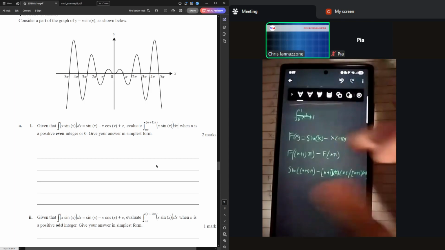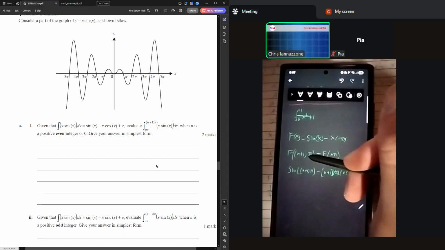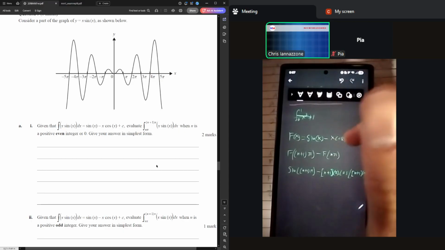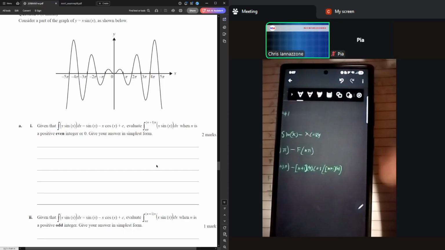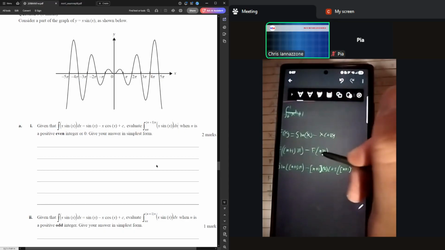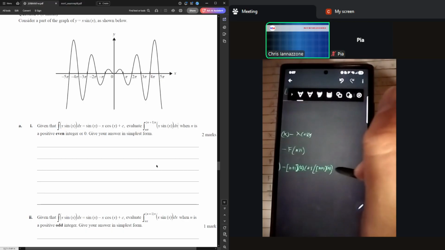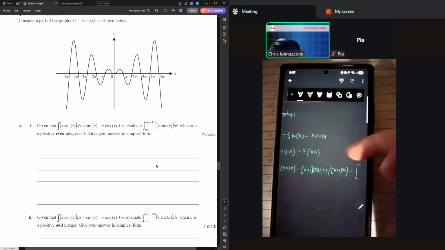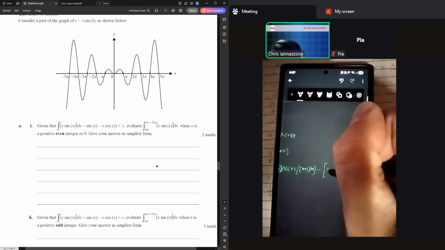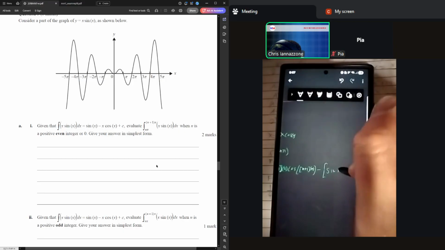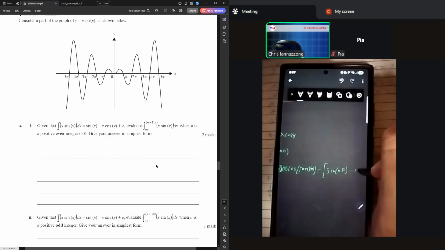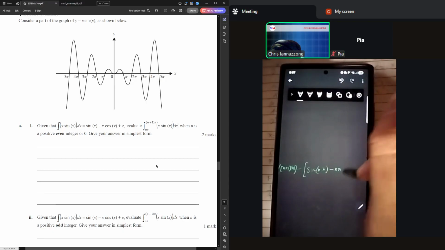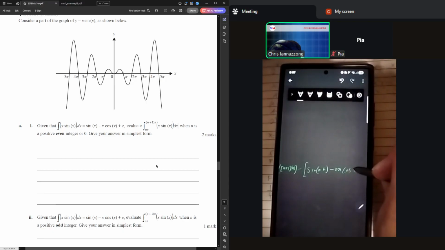So that's the first term there. I should probably make that n pi plus pi, make that a lot easier. I'll do that in the next line. And then minus capital F of n pi, so using big brackets for that. So sine n pi minus n pi cos n pi. Minus n pi cos n pi.